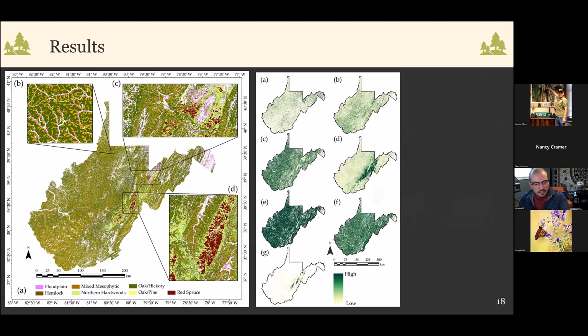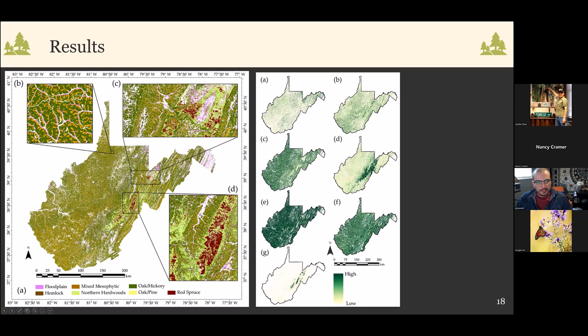All right, so this is what we ended up with. This is a statewide forest cover map. Just some notes on the general patterns across the state here. In the state, we do have some spruce stands, but they're really only at high elevations. Historically, the extent of spruce stands was actually much wider, but that's been minimized because of logging and whatnot.